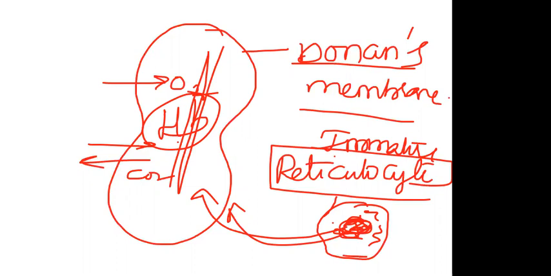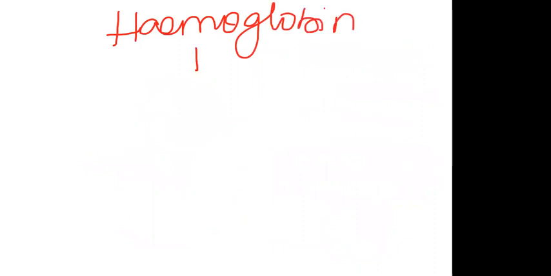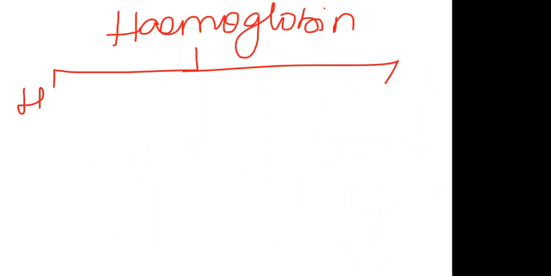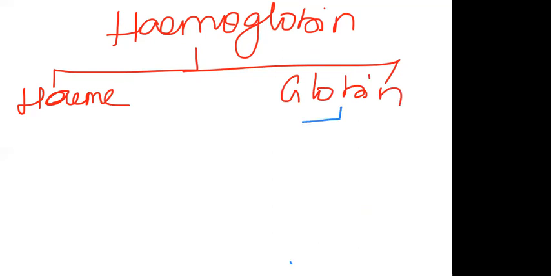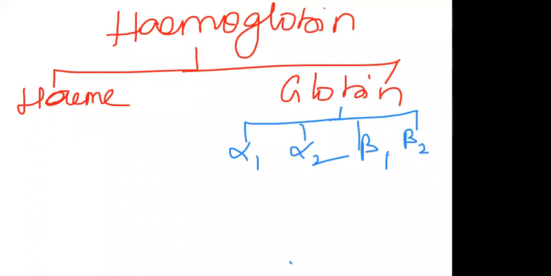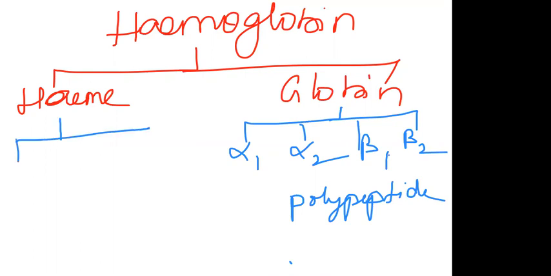Then some more issues are there to learn. RBC contains hemoglobin. We can classify the hemoglobin into two: heme and globin. Talking about the globin, globin has 4 polypeptide chains: alpha 1, alpha 2, beta 1 and beta 2. Four polypeptide chains are present here. Then in the case of the heme, 4 porphyrin rings are present.